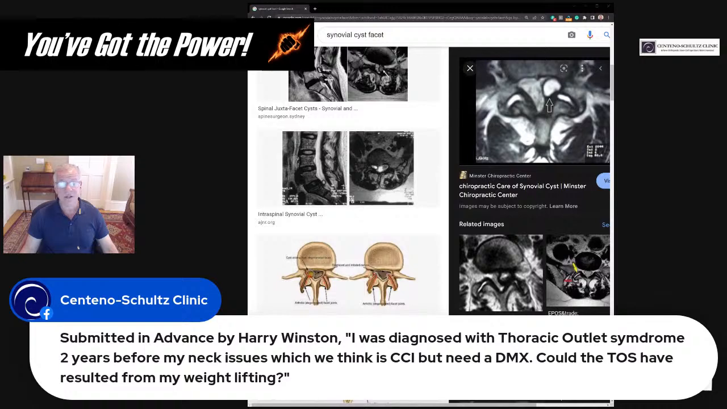Yeah, good question. The answer is yes. TOS can happen from weightlifting. You can get overdeveloped in the chest, and a lot of times that would be the pec minor that needs to be released. So that number 3 one that I showed you there.